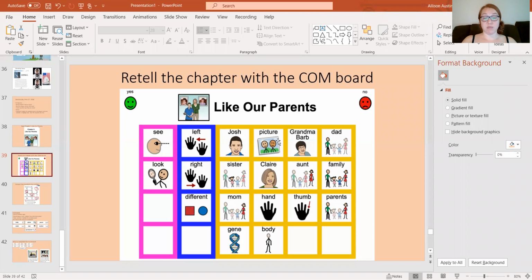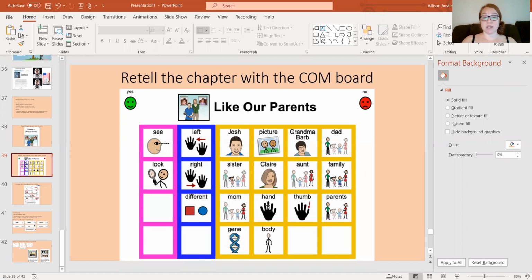So Josh is looking at pictures. He sees a picture of a little boy with Grandma Barb, and that is his dad. And then there's also a picture of dad with his sisters. And Josh notices that his sister Claire looks like dad's sister, or his aunt. And they're all family and they all look similar.